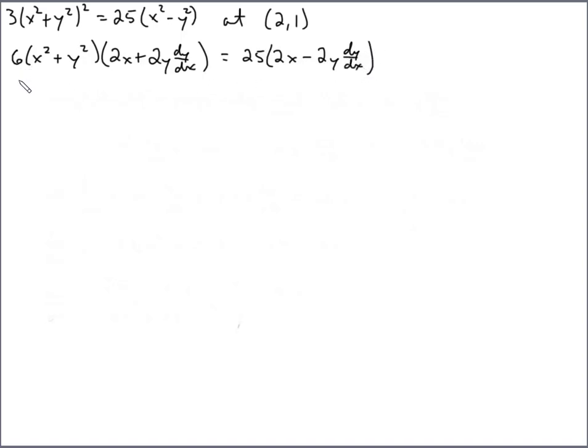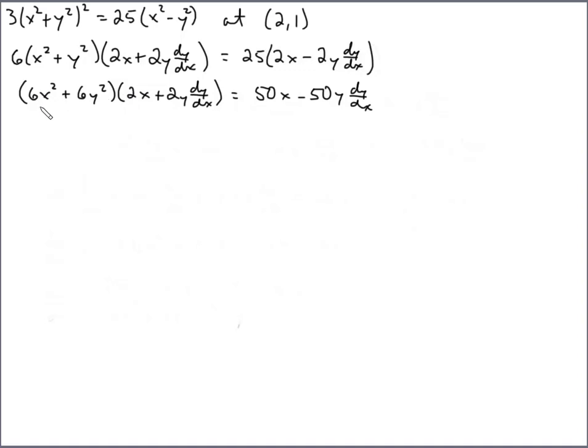We'll go ahead and expand this left side. Let's distribute that 6 in there first, so we're going to get 6x squared plus 6y squared. This will stay the same. And then the right side, distribute that 25, we get 50x minus 50y dy/dx.